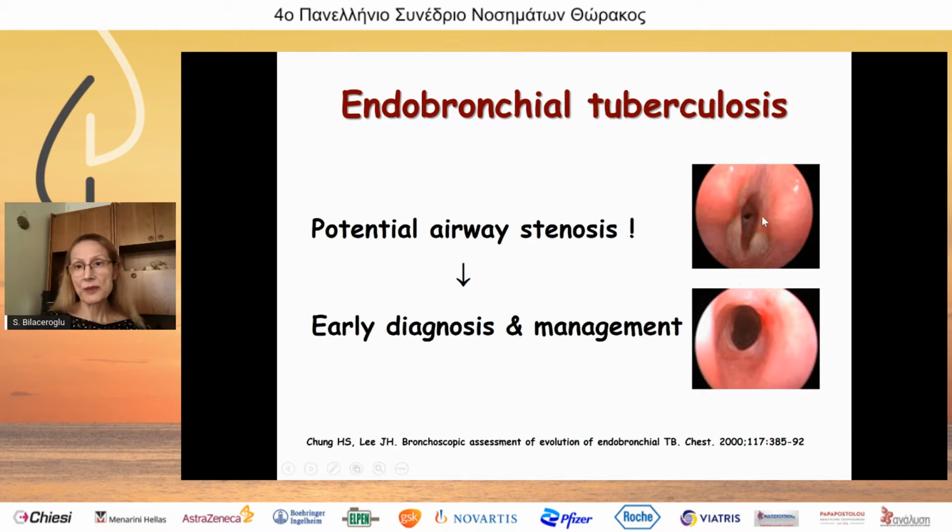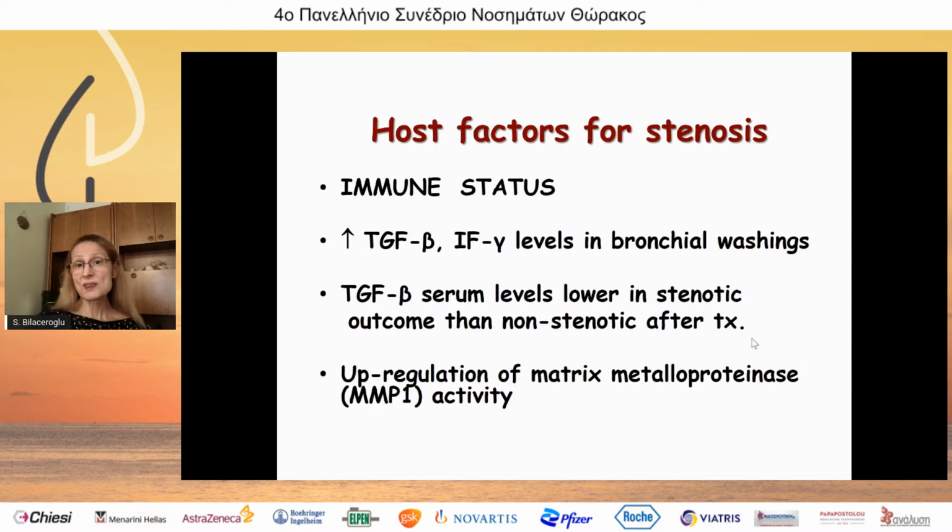Here, there is a pinhole subglottic stenosis, and interventional procedures are used, and the result is a wider patent lumen. What causes airway stenosis? The studies have shown that the immune status of the particular patient may play a role in that, and also the TGF beta and interferon gamma levels increased in bronchial washings and bronchoalveolar lavage may have a role in the stenosis in that particular patient.